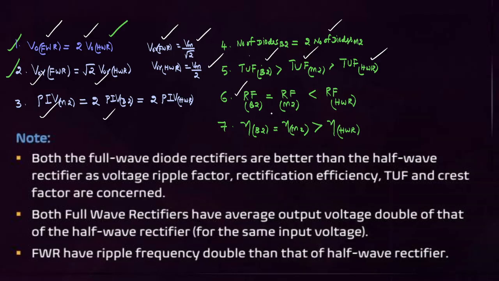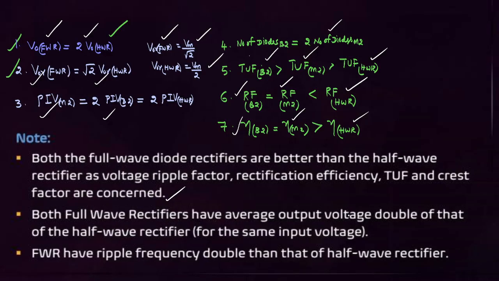Ripple factor of bridge and midpoint is the same, but ripple factor is more in the half wave rectifier. Efficiency is more in the bridge rectifier, and midpoint is also the same, but the efficiency of the half wave rectifier is lower. Both full wave diode rectifiers are better than the half wave rectifier as voltage ripple factor, rectification efficiency, transformer utilization factor and crest factors are considered. Both are better as compared to half wave.